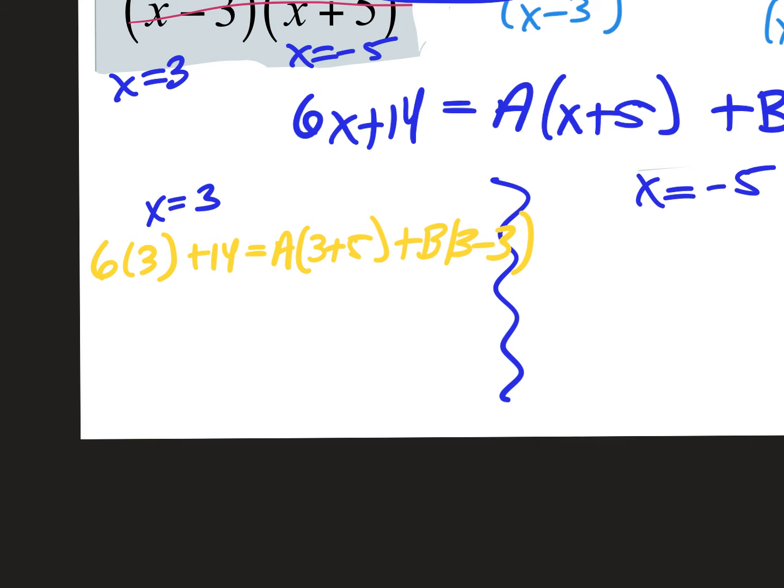You guys see that? Okay, so let's simplify. What's 6 times 3? 18. So 18 plus 14 equals, what's 3 plus 5? 8. So 8a. You guys agree? Yeah. And then what happens with 3 minus 3? 0. So this would cancel out.